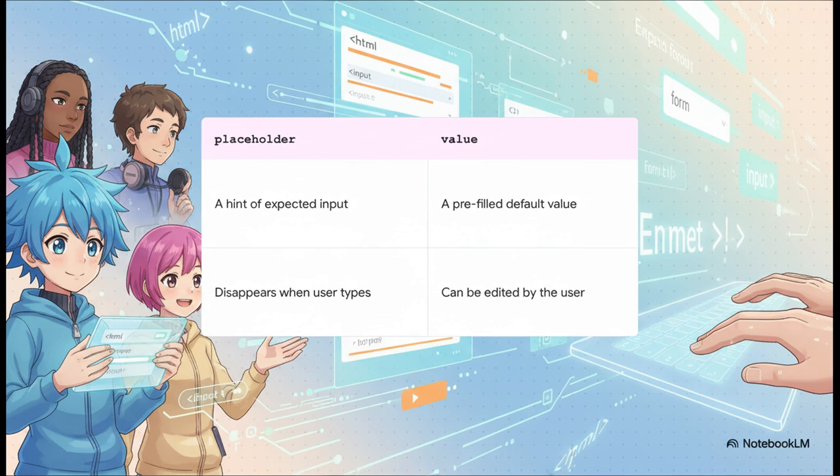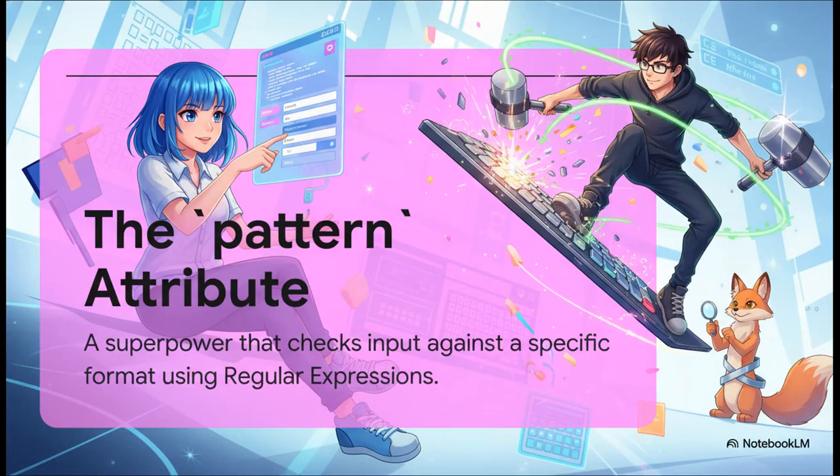A value, on the other hand, is a pre-filled default answer that the user can either leave as is or change if they want to. But what if you need ultimate control? That's where the pattern attribute comes in. This thing is a legit superpower.